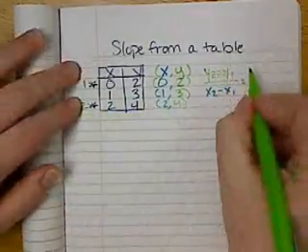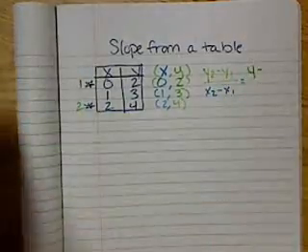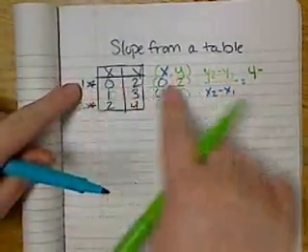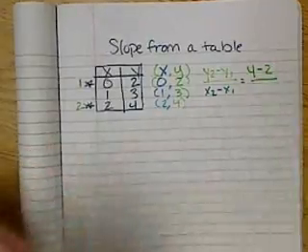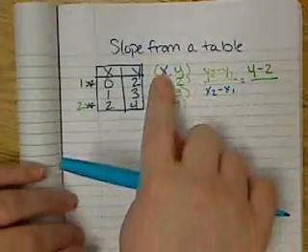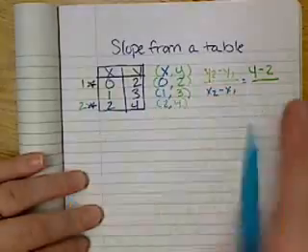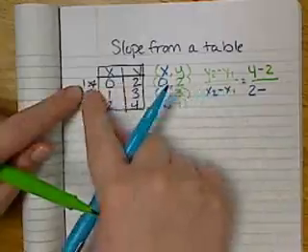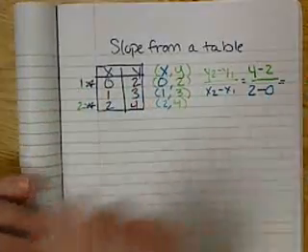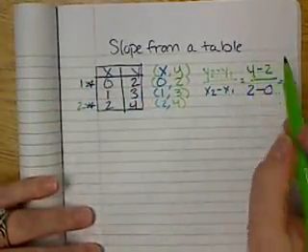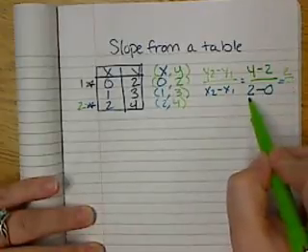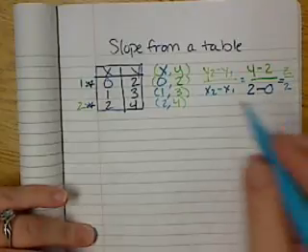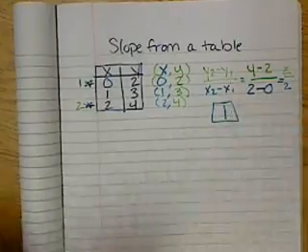would be 4 minus y1 would be 2 over x2, 2 minus x1, which is 0. And then I can actually work that out. So 4 minus 2 is 2, and 2 minus 0 is 2. 2 divided by 2 gives me 1. So my slope should be 1.